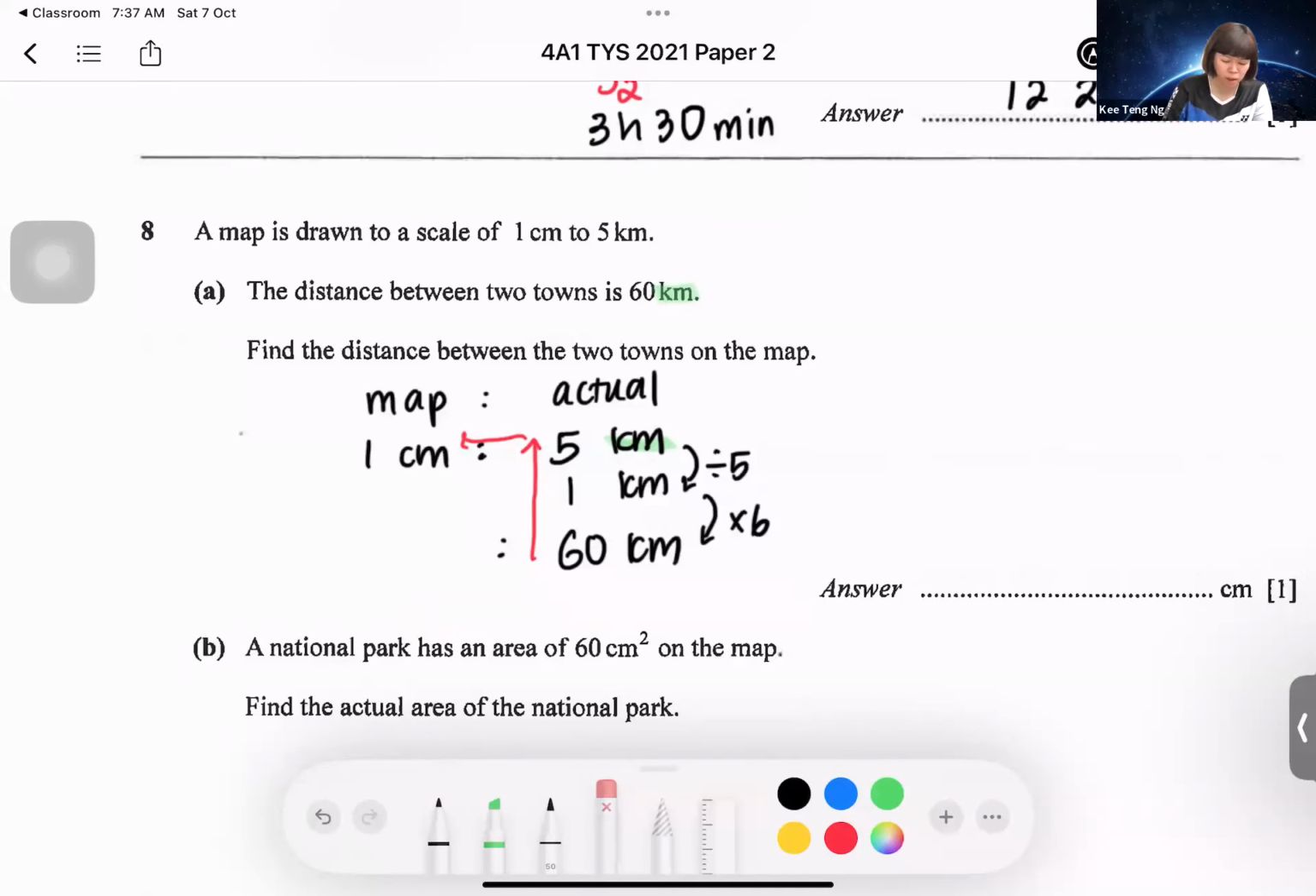Okay, so I work out my answer. 60 divided by 5 times 1. That will give me the number 12. Have you gotten the answer?